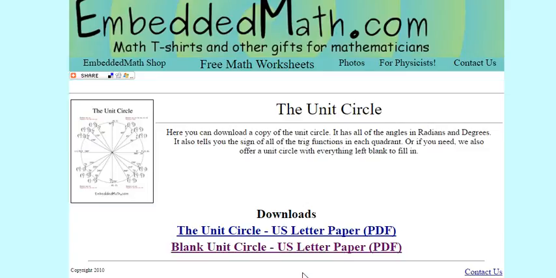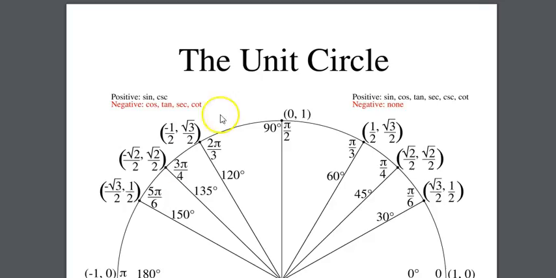And you'll notice you have two options when that comes up. You have the unit circle, which is completely filled out, and a blank unit circle, which is one that you can practice with to see if you know it. I'm going to show you this one that's already filled out. They have everything nice and neat, and it's really good to study by or check your answers with.